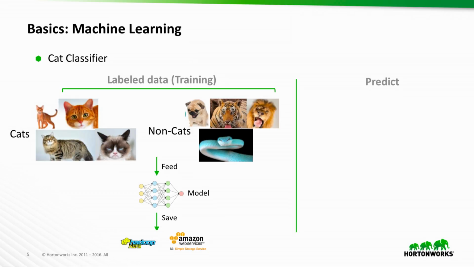And when this model is saved, we can use it to do prediction. That means if you have any picture which the model has never seen before, you can give the picture to the model, and the model can tell you the probability that this picture belongs to cat or not cat.